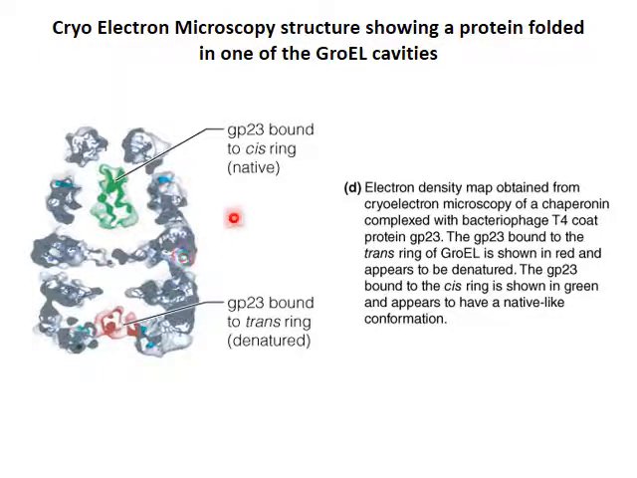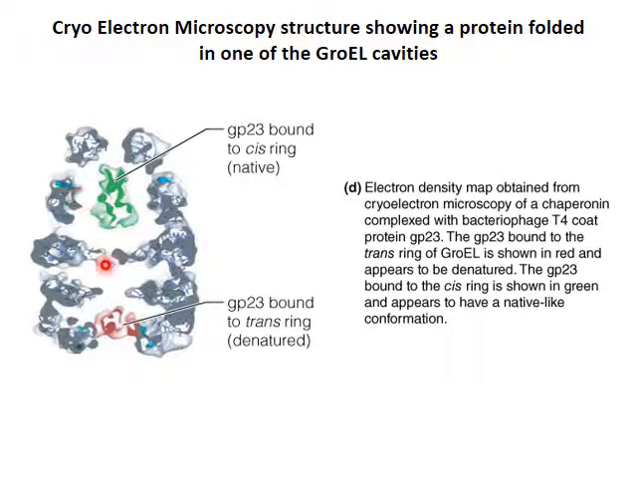And so shown here, you can see the T4 coat protein GP23 from bacteriophage, which is basically a bacterial virus. You can see that it's denatured here in the trans ring, and then in the cis ring, you can see it's been properly folded into its native conformation. And then it will be exported out of that. So you can see evidence of the actual recognition of the unfolded version on one side of the molecule, and the folded version on the other end.